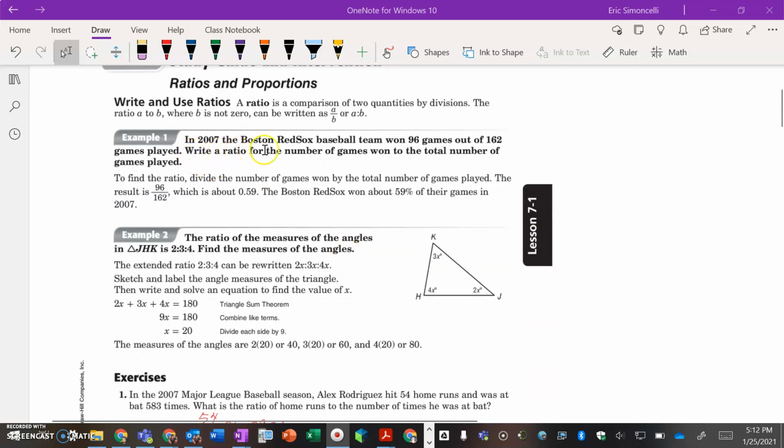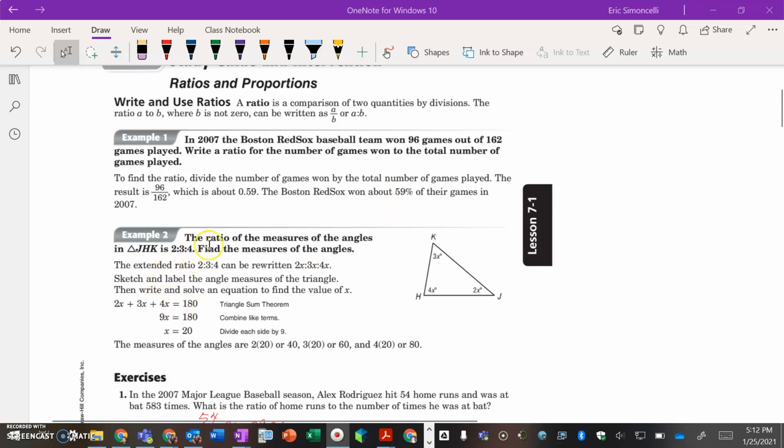Example 1. In 2007, the Boston Red Sox baseball team won 96 out of 162 games played. Write a ratio for the number of games won to the total number of games played. To find the ratio, you divide the number of games won by the total number of games played. So the simple ratio, or fraction, same thing, is 96 divided by 162, which is about 0.59, or as a percentage, 59% of their games.